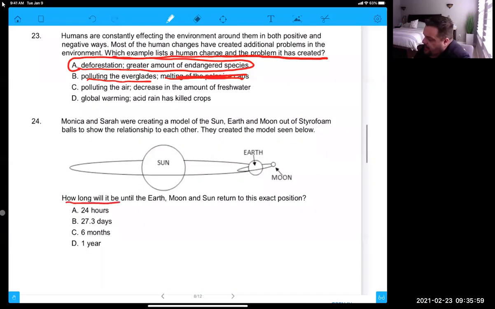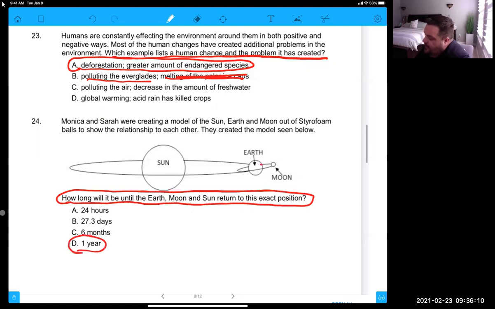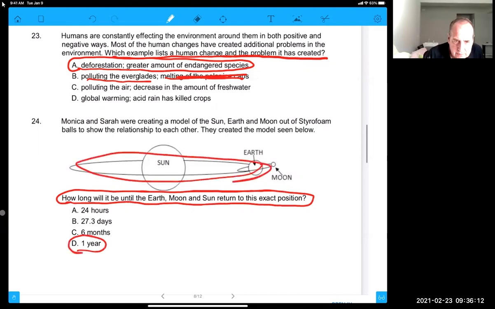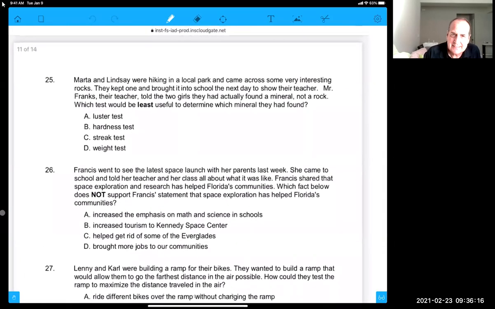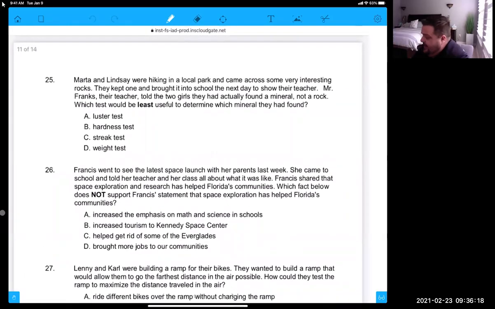How long will it be until the Earth, Moon, and Sun return to this exact position? You guys should know that. We've talked about this. It is 1 full year for it to go all the way around. All the way around. 365 and a quarter days. All right, number 25.